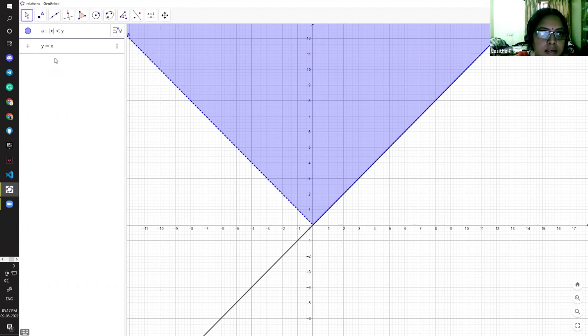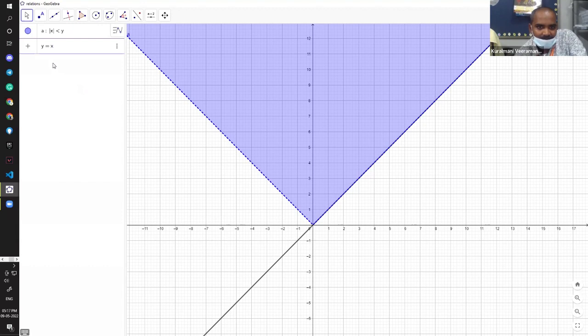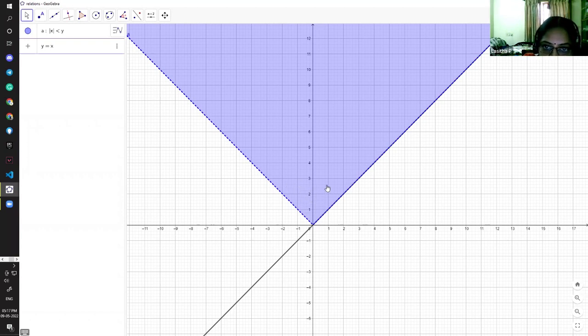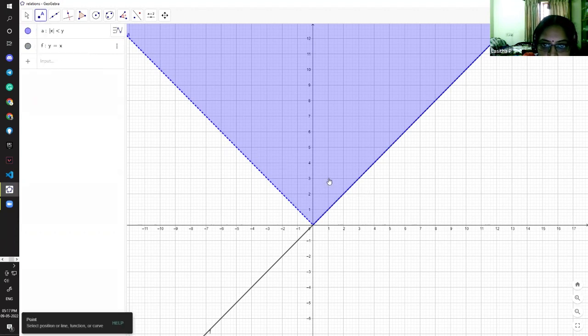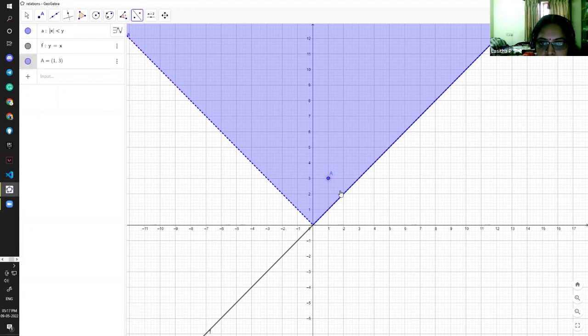So here also, as in the earlier question, it is not reflexive. In that way, we have to take points where it doesn't lie here. If I take one point inside here and reflect it about the line y equal to x, its image lies outside. When you are reflecting, x and y are interchanging their positions. So x comma y belongs here, but y comma x doesn't belong. That idea we can prove here.